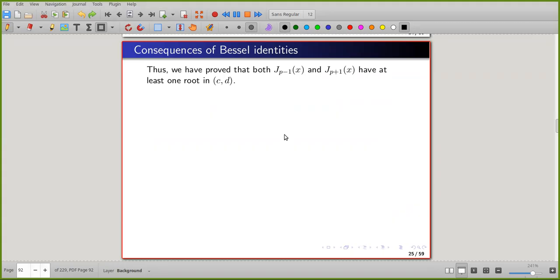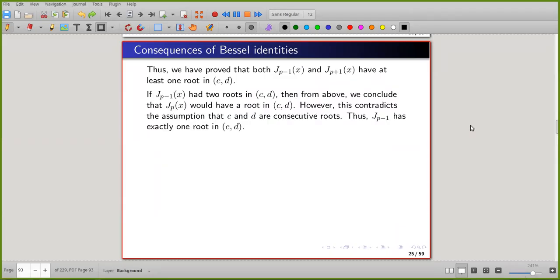So thus we have proved that both J_{p-1}(x) and J_{p+1}(x) have at least one root in the interval (c, d). And now let's prove that it has exactly one root in the interval (c, d).